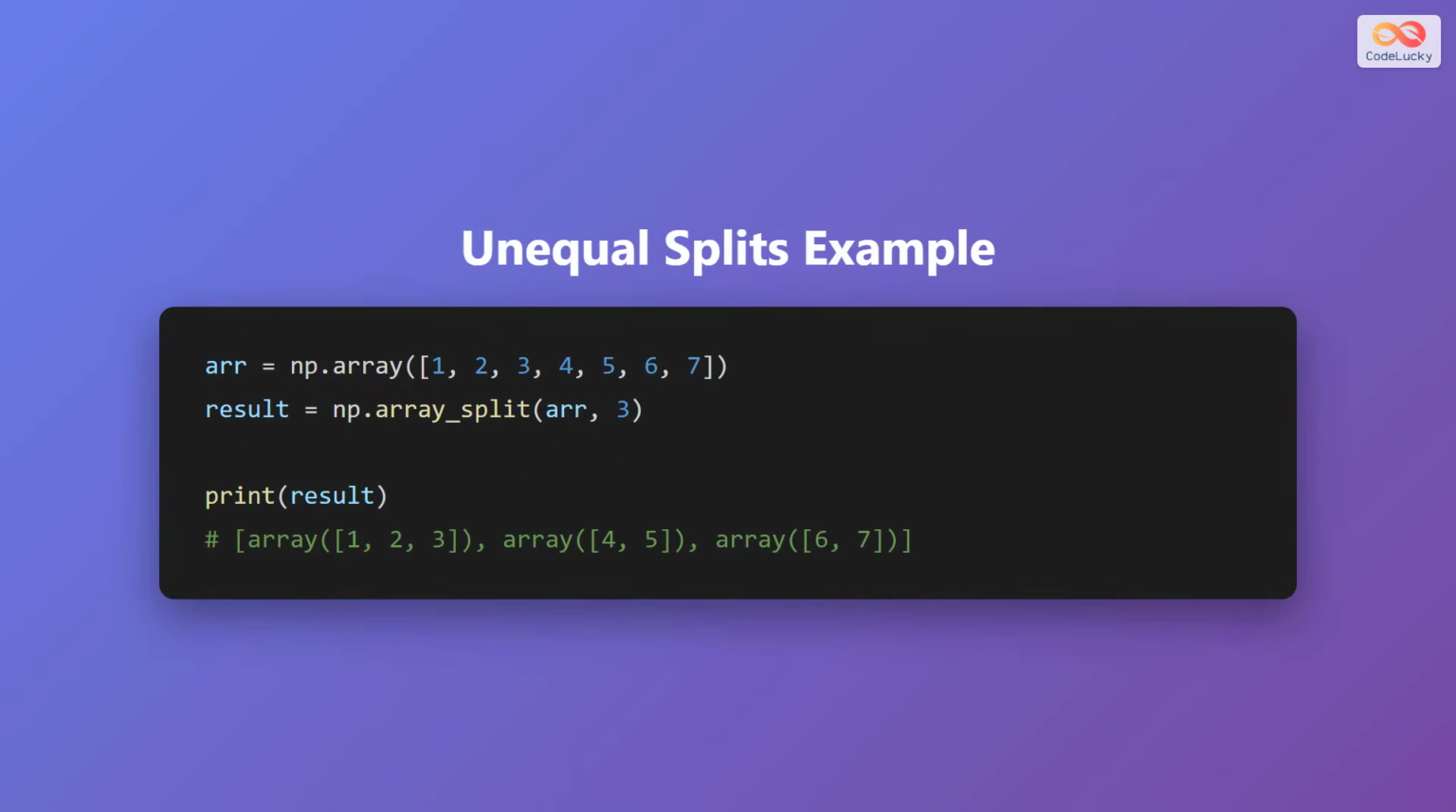Now let's see how array_split handles unequal divisions. We create an array with 7 elements from 1 to 7. When we split it into 3 sections, NumPy cannot divide 7 evenly by 3. Instead of raising an error, array_split creates 3 subarrays with slightly different sizes. The first section gets 3 elements, 1, 2, and 3. The second and third sections each get 2 elements, 4 and 5, then 6 and 7.